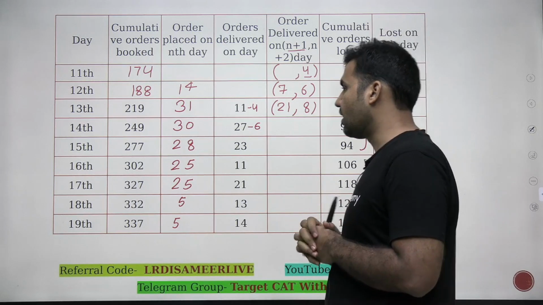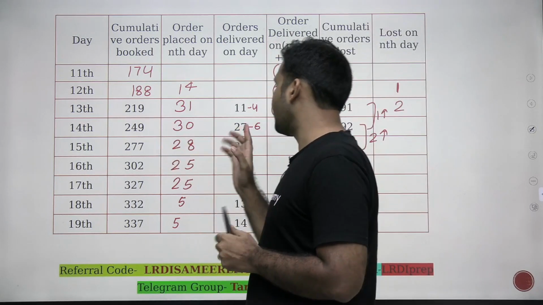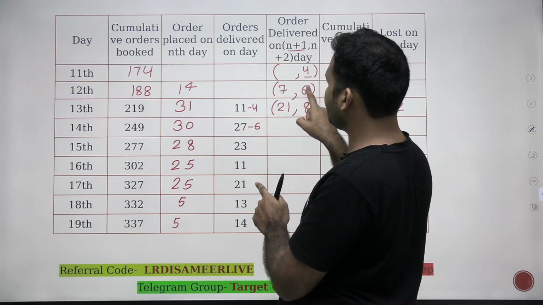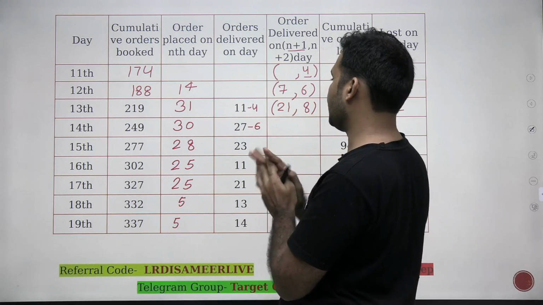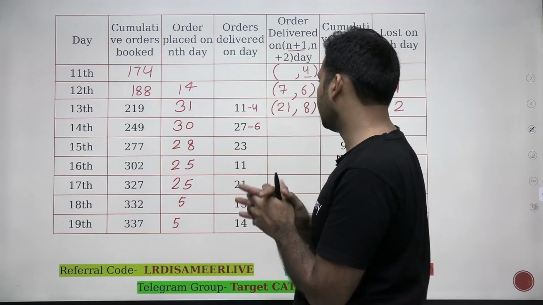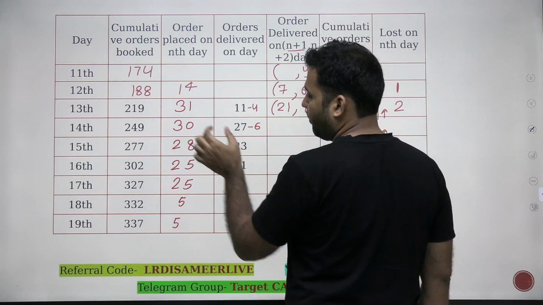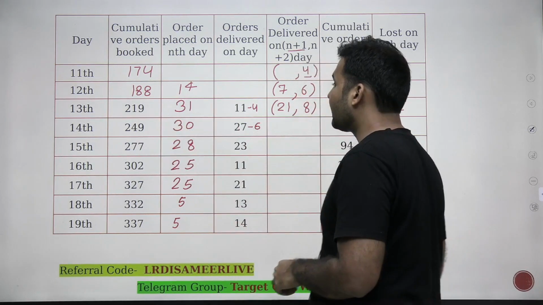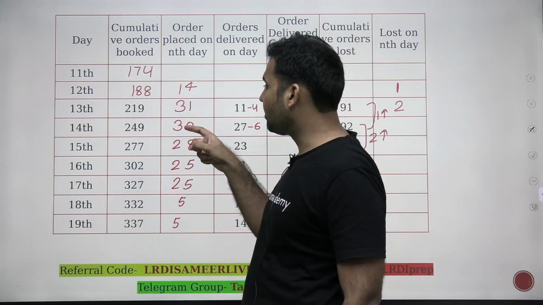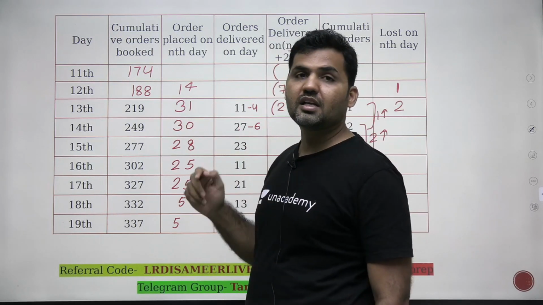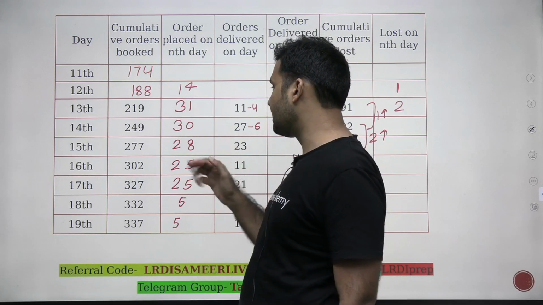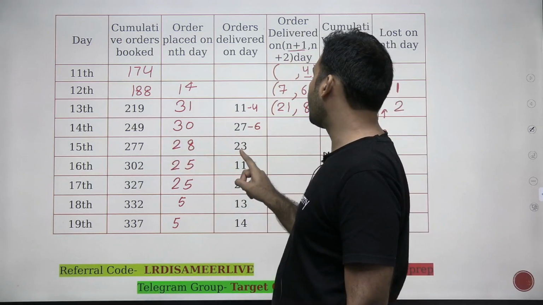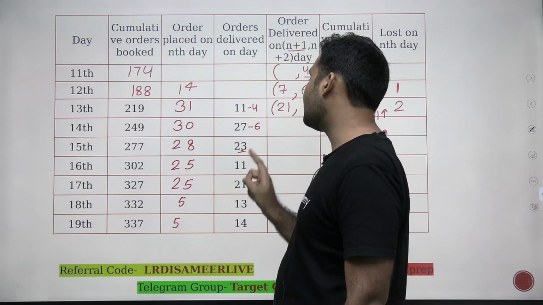Now look here guys, on 14th, you see that we have taken care of all these 27, right? Out of these 27, 6 are of 12th, 21 are of 13th. Now look at 15th. On 14th, the number of orders that you're placing are 30. Can I say that out of these 30 orders, some of the orders will be delivered on 15th and some will be delivered on 16th? Now, orders delivered on 15th are 23.